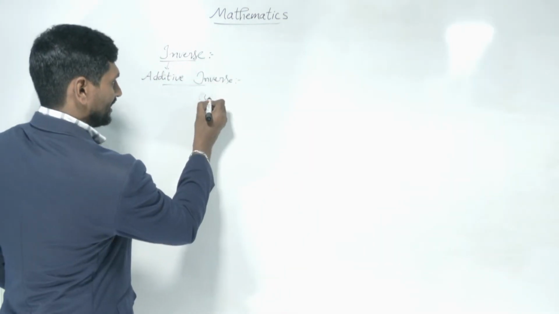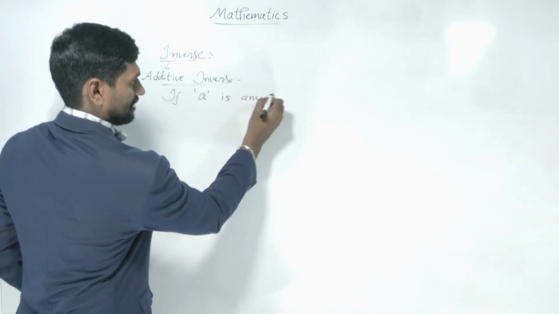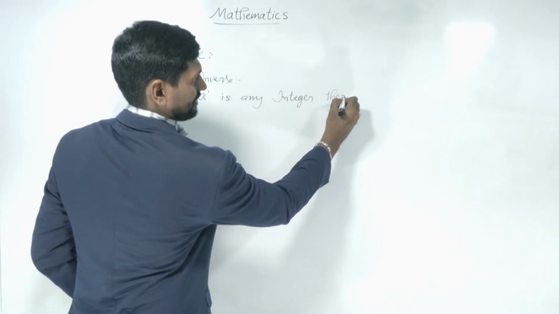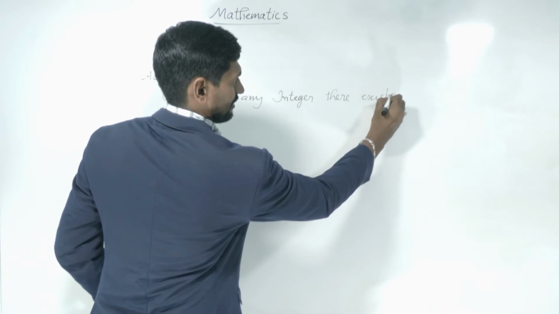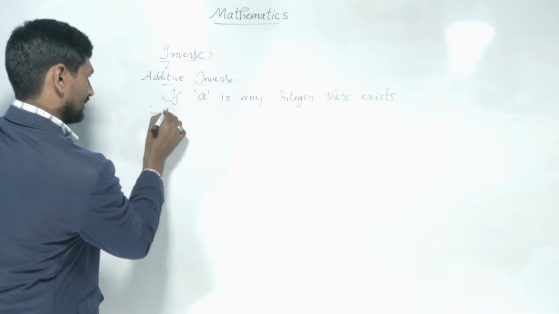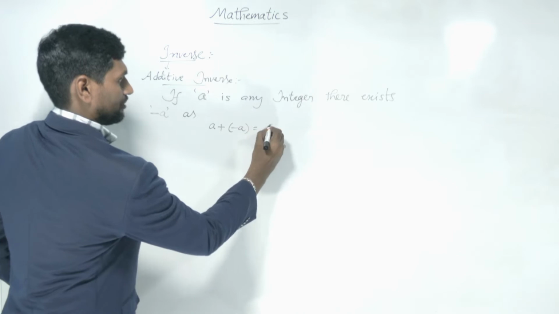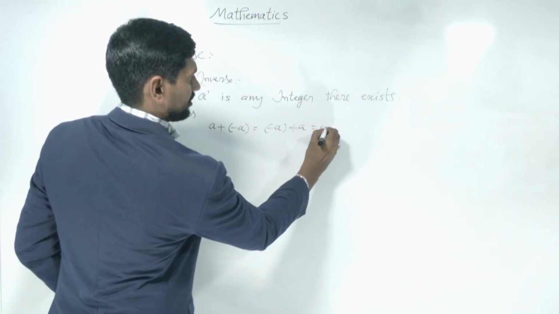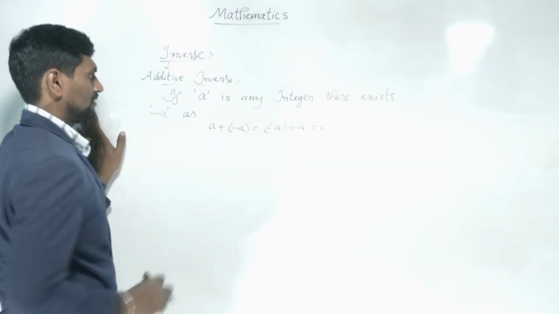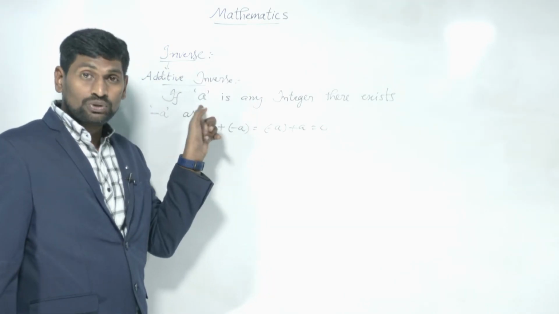Okay, if a is any integer, there exists minus a, such that a plus minus a equals minus a plus a equals 0. If there is a, definitely it should have minus a.